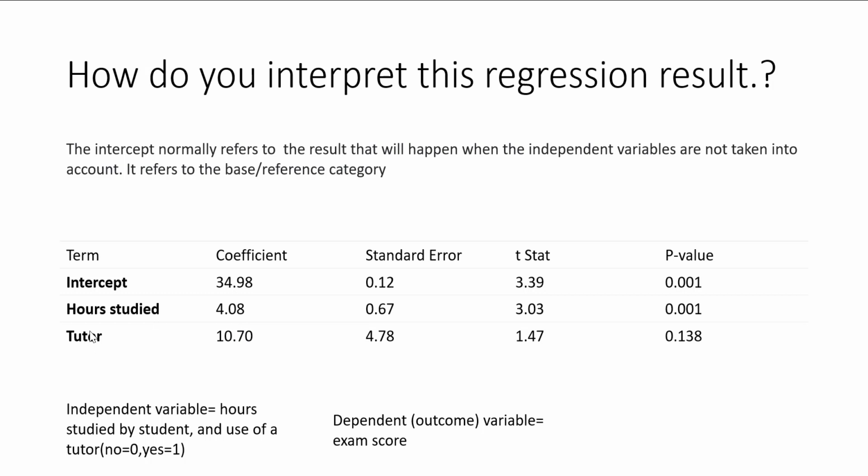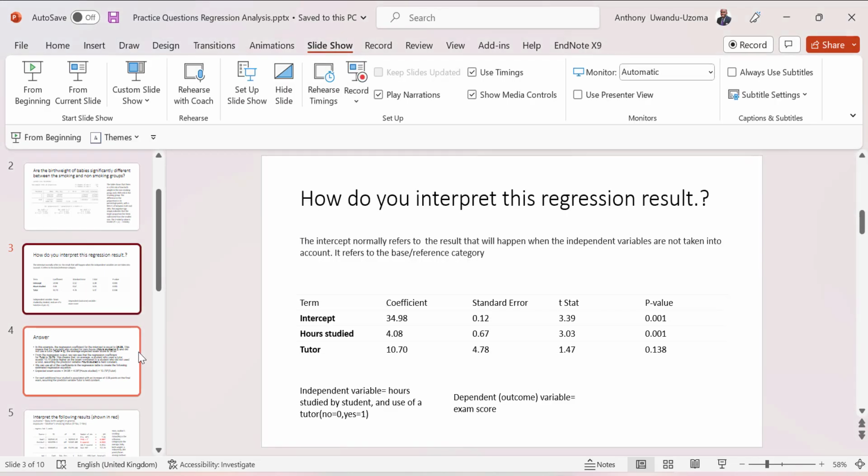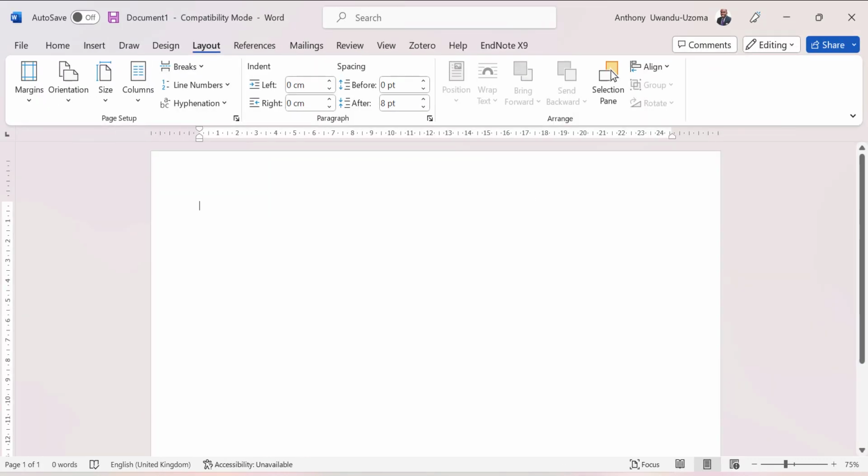Okay, where this tutor is kept constant. So the difference between multiple regression and linear regression. In linear regression, the equation is something like this: y is equal to mx plus c.